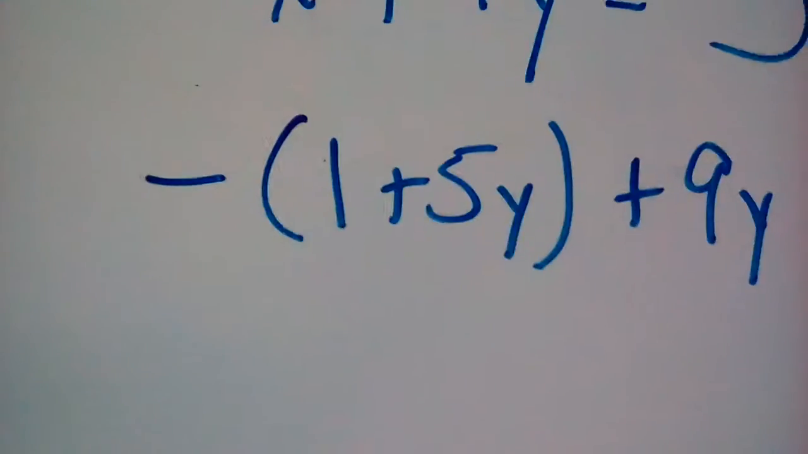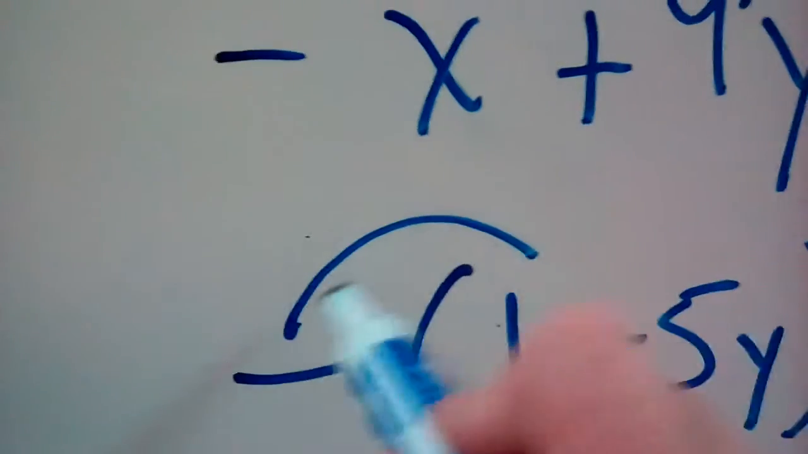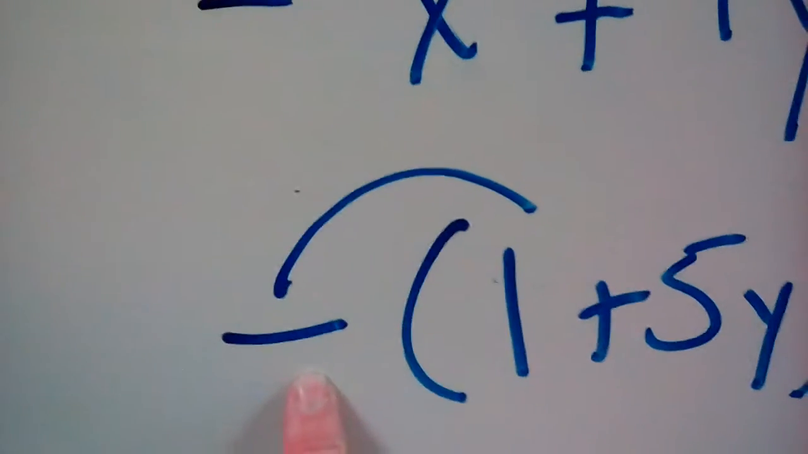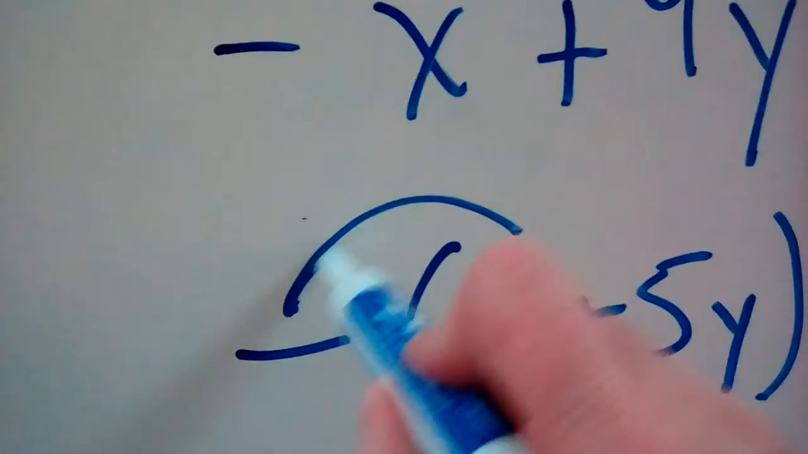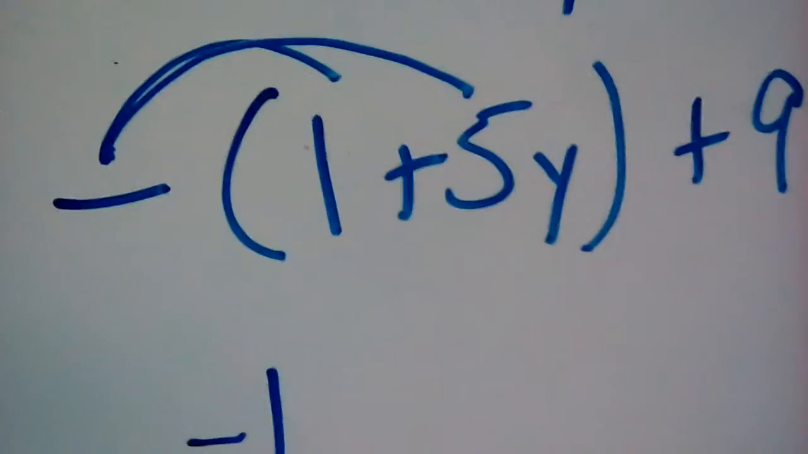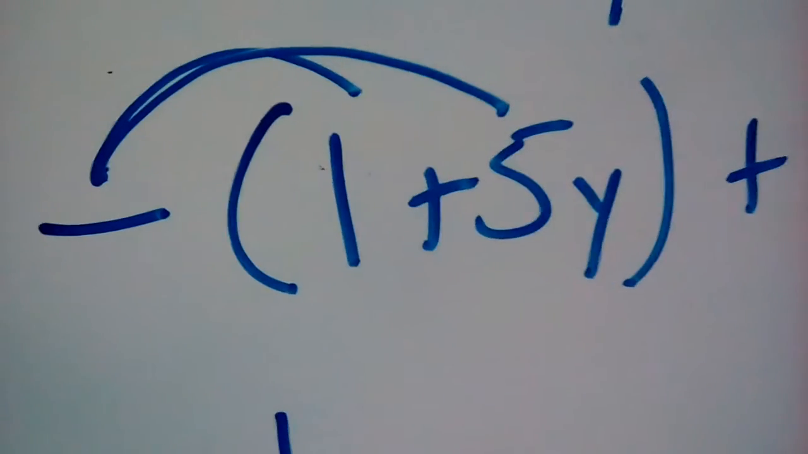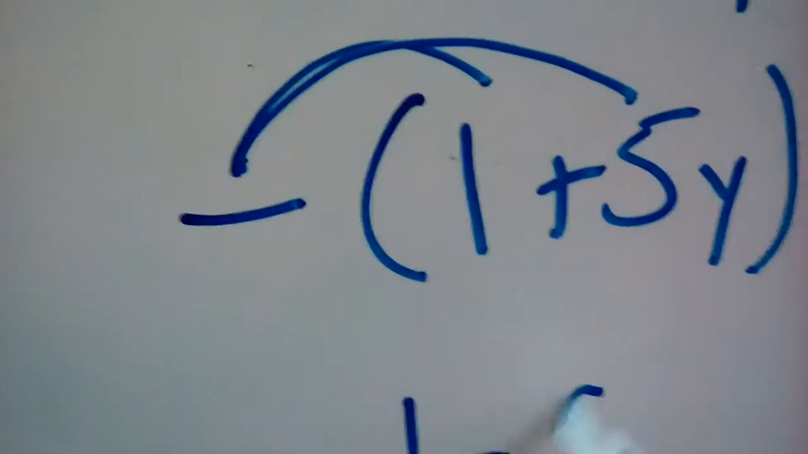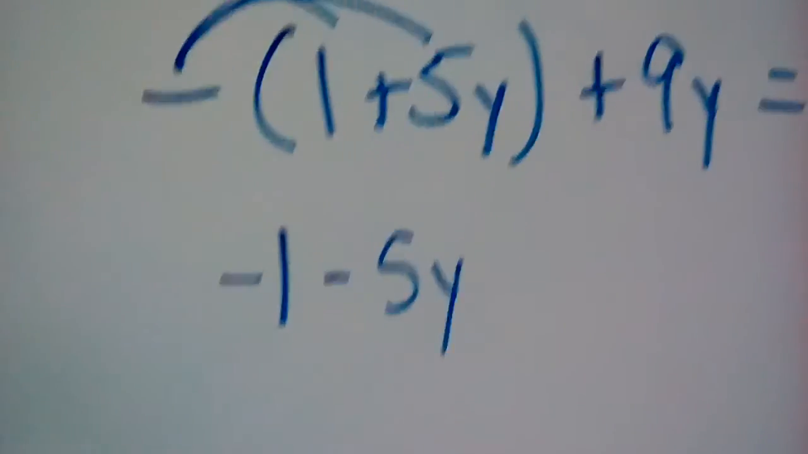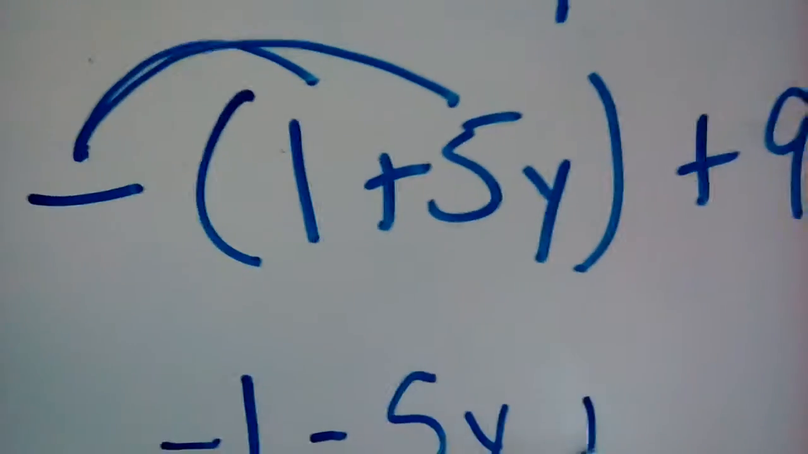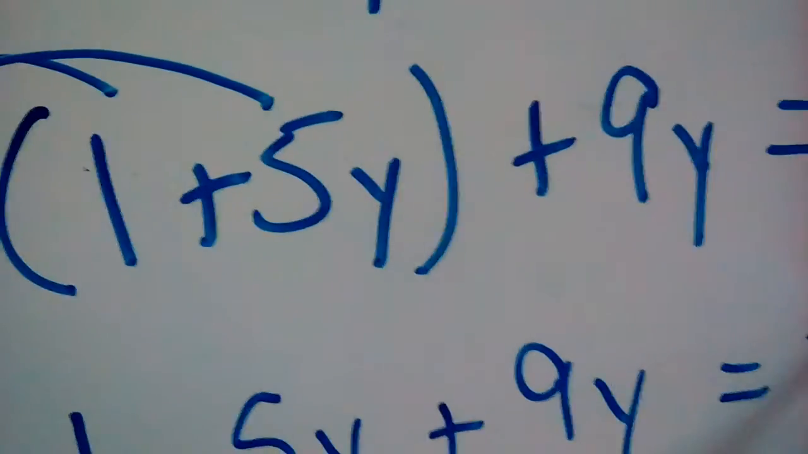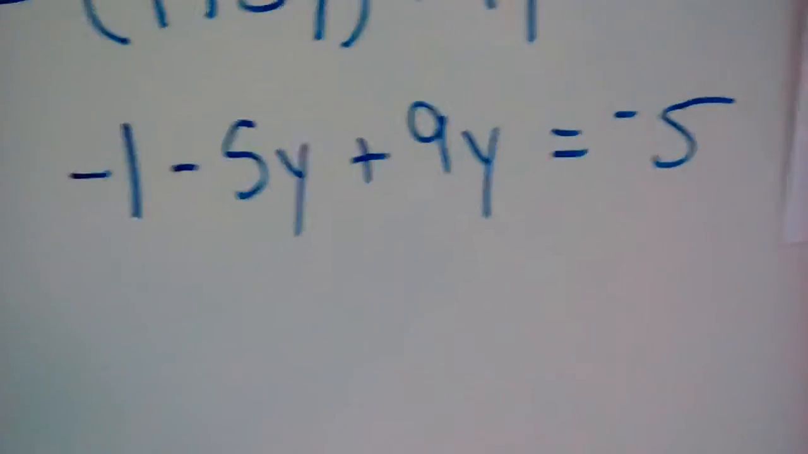Now with this negative, remember that distributive property, I'm going to take the negative and distribute it, because this is like saying negative 1. I just don't need to put the 1 there. So this is like saying negative 1 times 1, which is negative 1, and then negative 1 times positive 5y is going to be negative 5y. A negative times a positive is always going to be a negative, right? And then plus 9y. Now all of this is equal to negative 5.